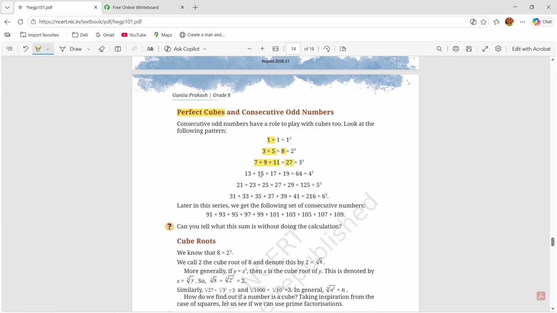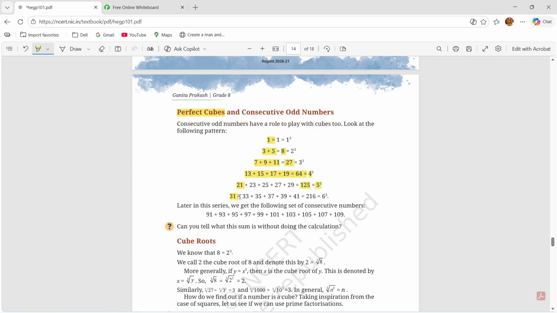Now next, after 11 it is 13. 13 plus 15 plus 17 plus 19, and these are 4 consecutive odd numbers, and we are getting 64 as the answer, and that is 4 cube. Now after 19, next odd number is 21. So 21 plus 23 plus 25 plus 27 plus 29, we are getting 125, and that is 5 cube.